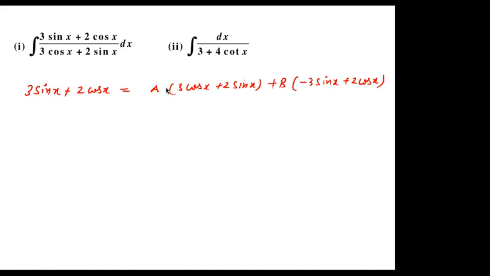Just match the coefficients. So here cos x will be from here and here, right? So here we have 3a plus 2b cos x. Then you will have 2a minus 3b sin x. So this will be equal to the coefficient of cos x. This will be equal to the coefficient of sin x, right? So try to tell me the value for both of them.